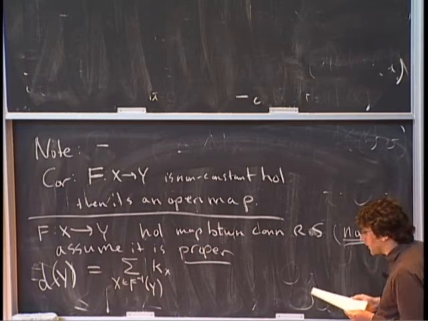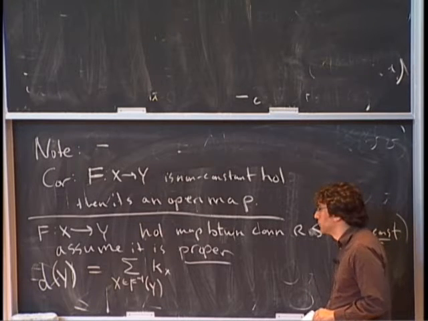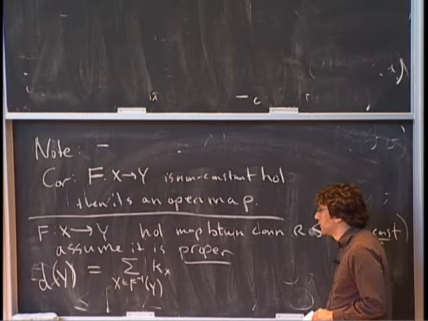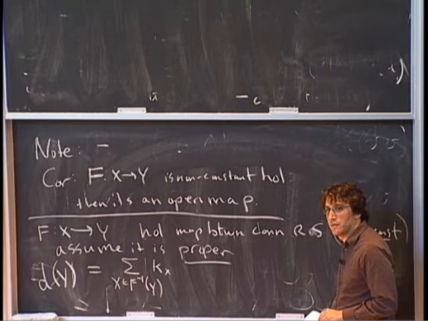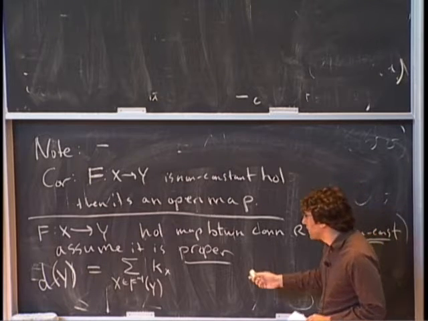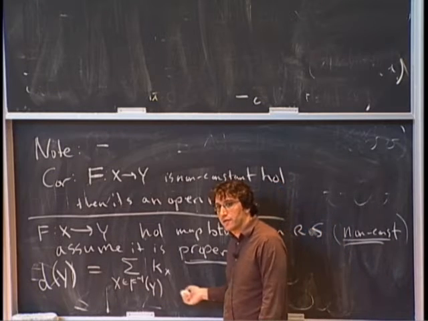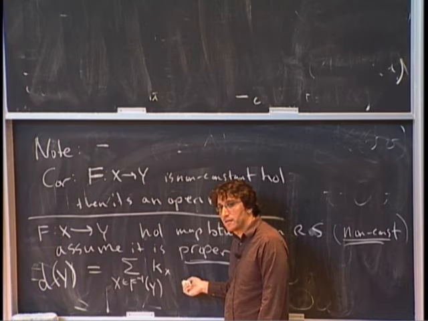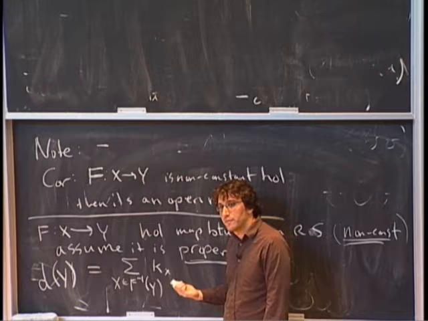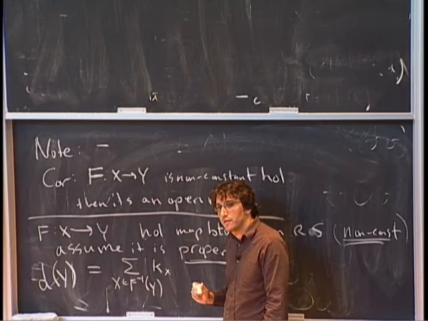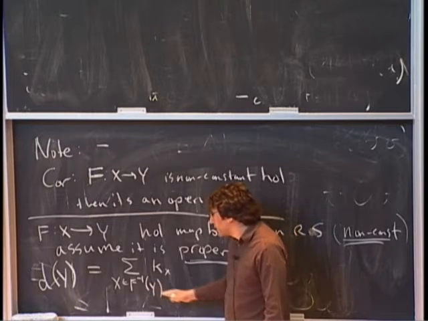Okay, so we have this d of y. Why would there be a point of accumulation of a finite set? Well, I'm assuming the map is proper, so the preimage has to be compact. If it's not discrete, then there would be such a point. The definition of discrete means there's no point of accumulation, or, I mean, it's certainly a closed set.